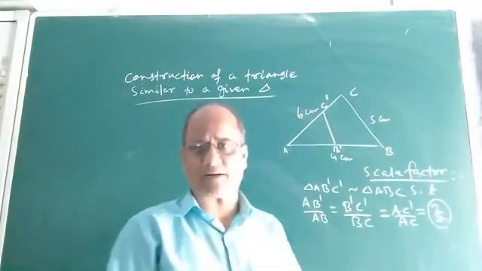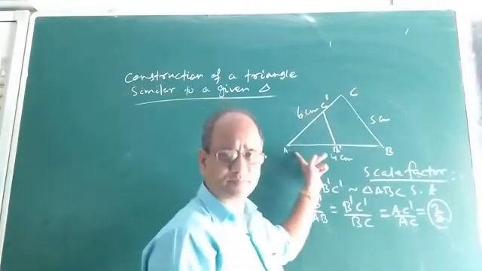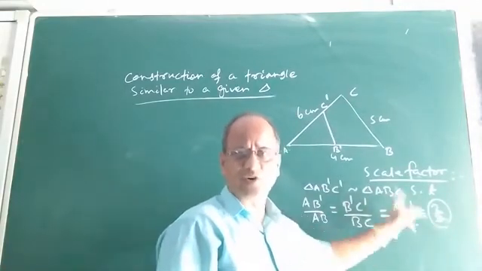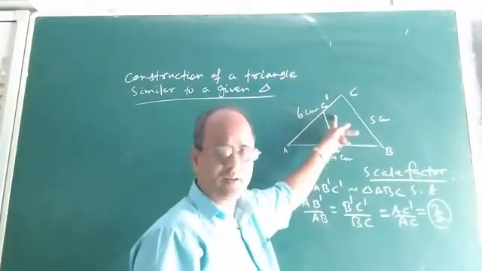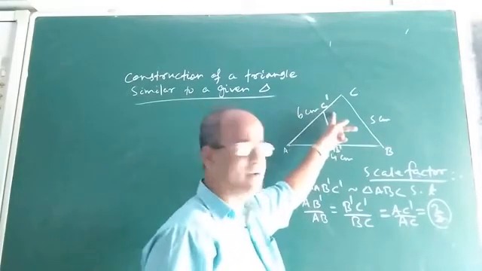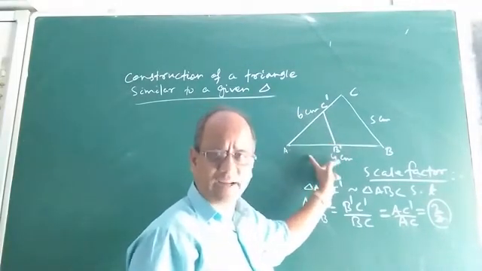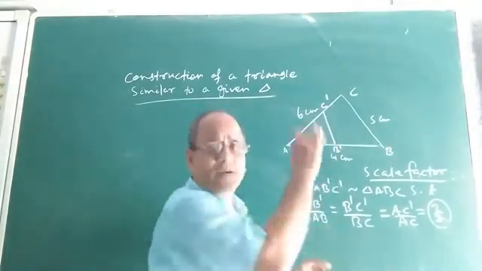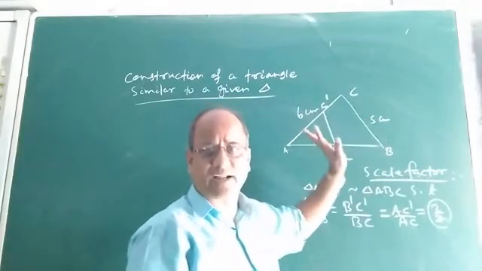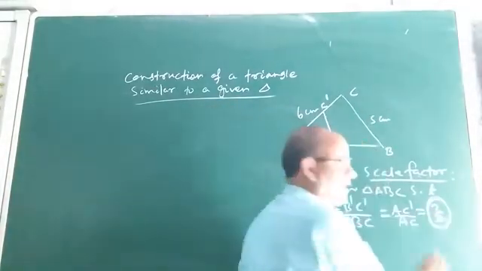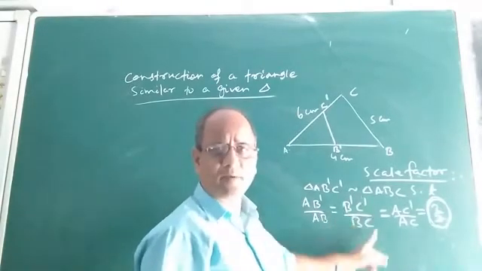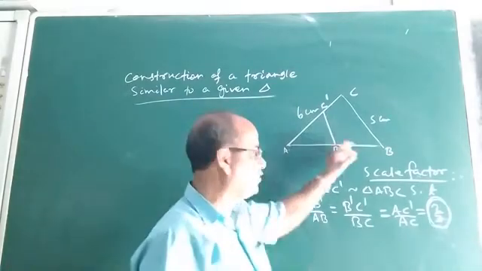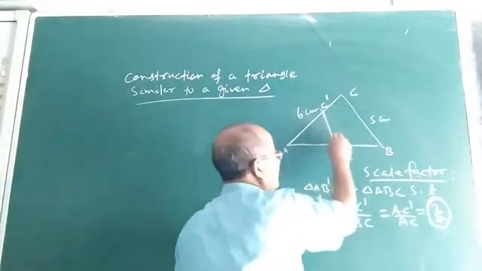So what is meant by scale factor? Scale factor is nothing but a ratio. It is the ratio of the corresponding sides of the triangle to be constructed, here A B dash C dash, with the original or given triangle. That is known as the scale factor. That means the ratio of each pair of corresponding sides will be equal to this scale factor, that is 2 by 3. If this is given, how will you construct triangle A B dash C dash?